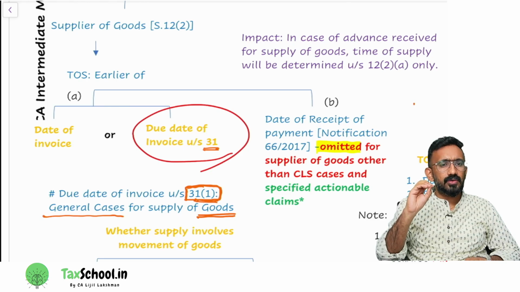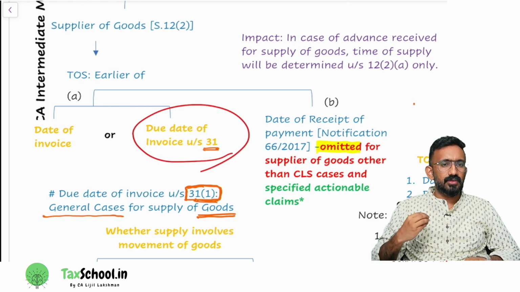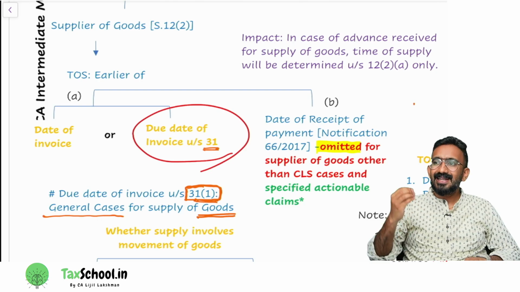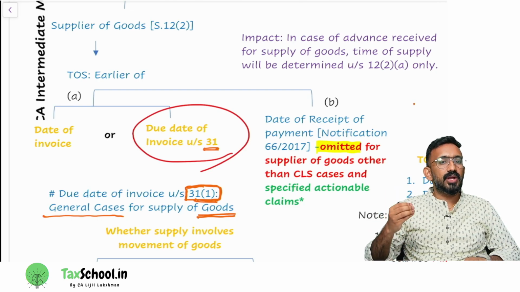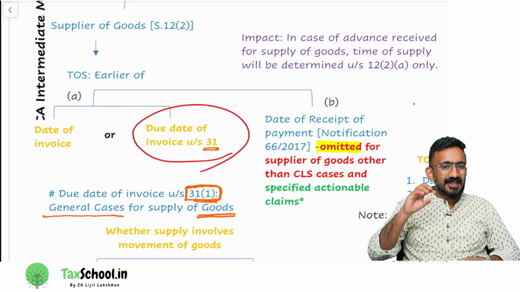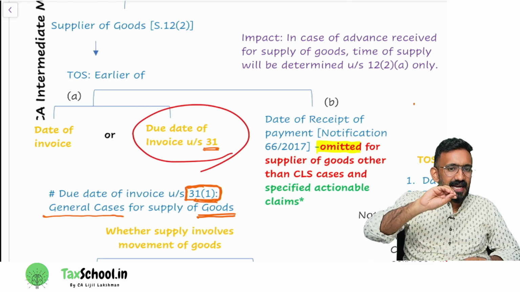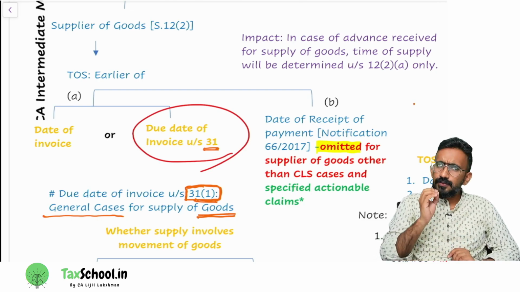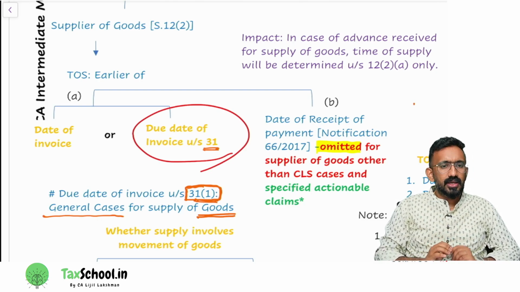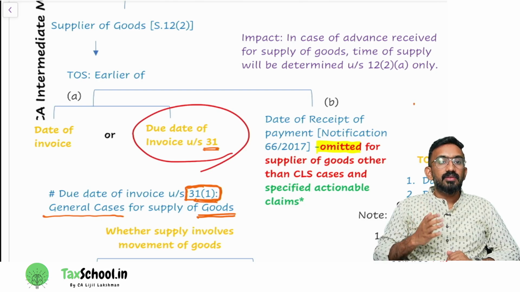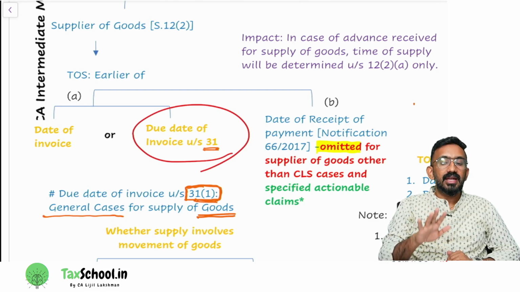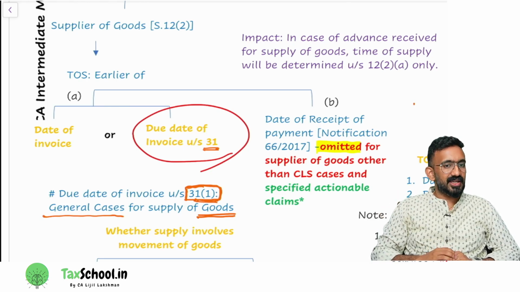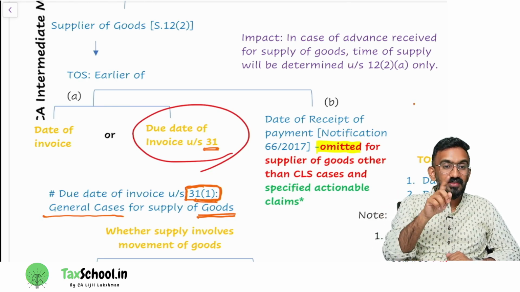For supplier of goods, I'm a mobile phone trader. What is the time of supply for me? Date of invoice or due date of invoice, whichever is earlier. The same thing can be interpreted slightly differently. Hey supplier, if you issue invoice within the due date, invoice date is your time of supply. So I'm a mobile phone trader. When should I pay GST to the government? Which month did you give invoice? Next month 20th will be your due date. I can say like that, provided you gave the bill within the due date.